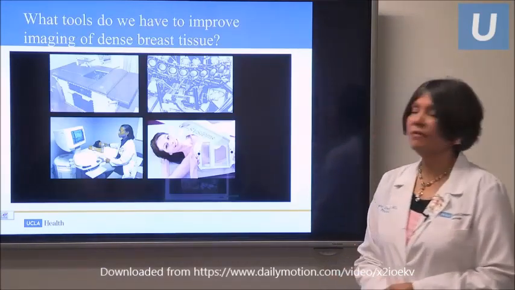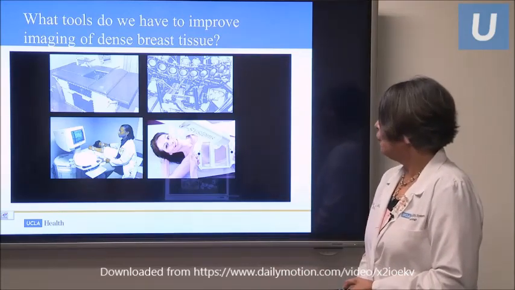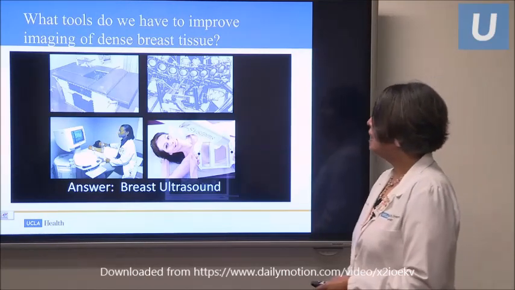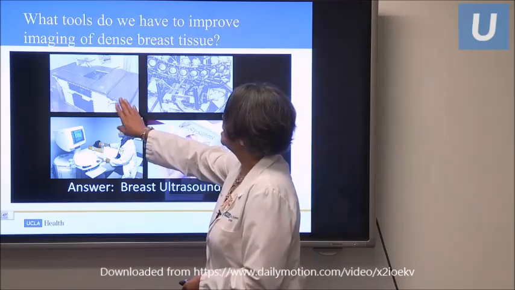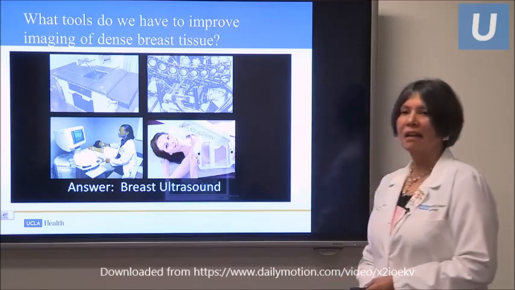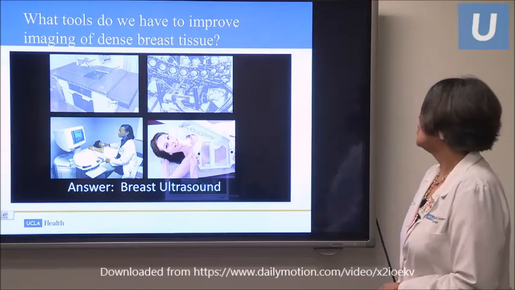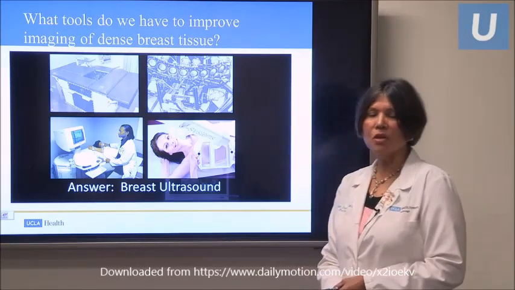So what tools do we have to improve imaging of the breast if it is dense? One of the answers is breast ultrasound. And just to give you an example, when I first started a few years back, this was what we called a water bath ultrasound. And the woman actually laid down, and this machine looks like it's something that should be going to the moon, but it actually imaged, and the quality of the images was okay.